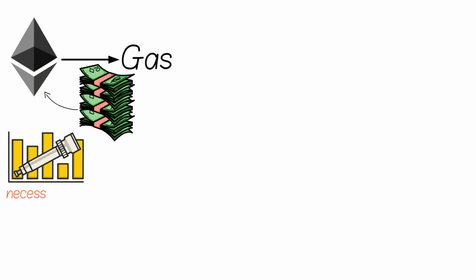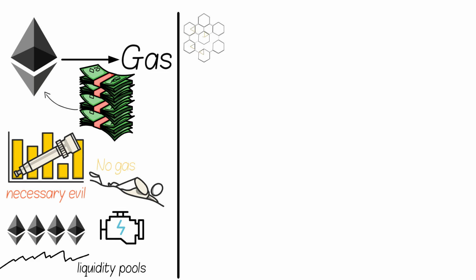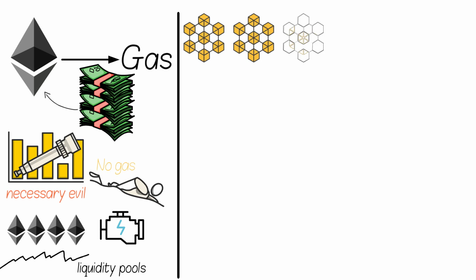This can be a necessary evil, as if you were swimming in a pool and you didn't have any gas to power your swim. You'd probably just float there and eventually drown. That's why you should have extra ETH in your wallet to keep you moving. ETH is like the fuel that runs the Ethereum network and allows you to do things like trade on liquidity pools.